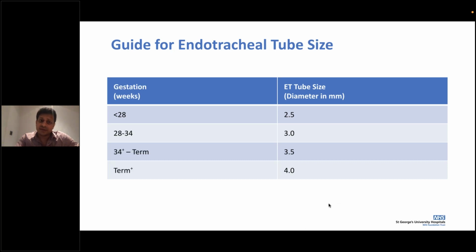And this is a rough guide based on gestation as well. So it's very likely, as I said, that for less than 28 weeks, a big chunk of them will only need 2.5. As I said, we do not want a snug fit. We almost never use a tube with a cuff. That's mainly because the anatomy of a preterm baby is very different from a child. It's important that you don't use any endotracheal tube with a cuff, or even if one has been used accidentally, not to inflate the cuff, because there is a high risk of subglottic stenosis in these babies.